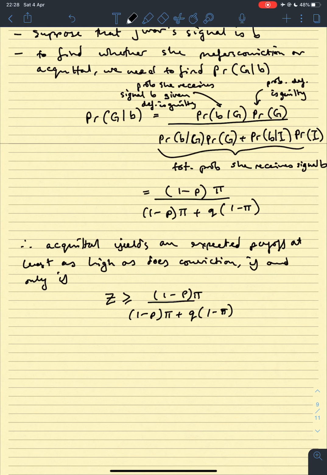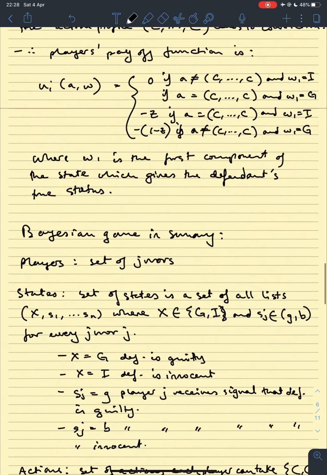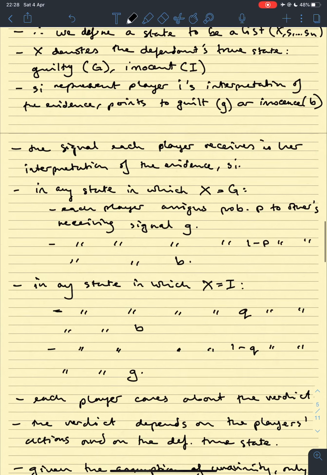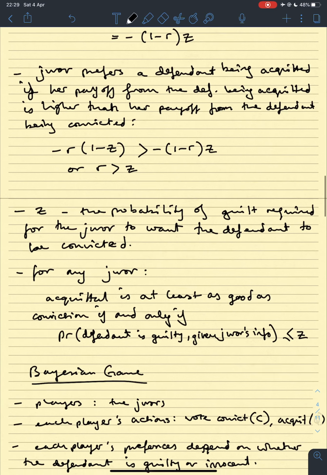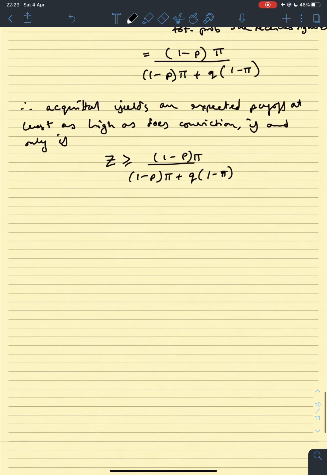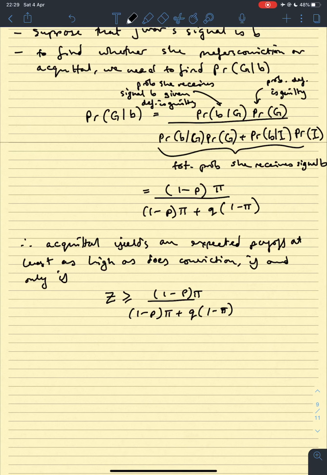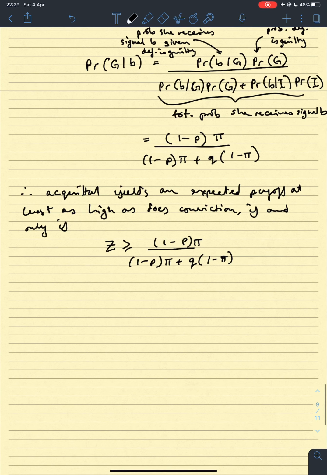So remember Z from earlier. Let me just try and find it. It is the probability of guilt required for the juror to want the defendant to be convicted. So basically, acquittal yields an expected payoff at least as high as conviction if and only if Z is greater than or equal to the probability that the defendant is guilty, given that the juror received a signal that he's actually innocent.